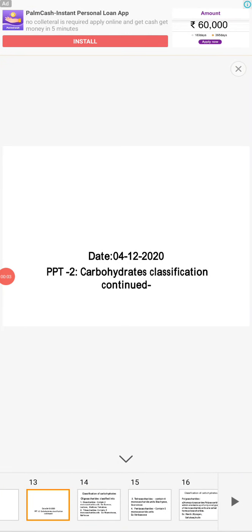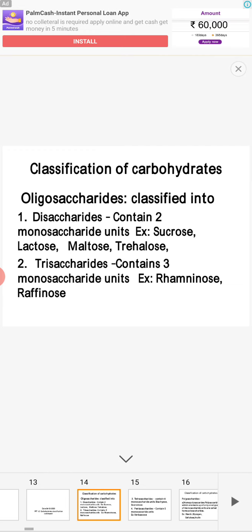Let us continue carbohydrate classification. You already know that carbohydrates are classified into monosaccharide, oligosaccharide, and polysaccharide. So let us continue with the classification of oligosaccharide. As I already told, oligosaccharides are carbohydrates which yield 2 to 10 monosaccharides on hydrolysis. Oligo means less number, that is the meaning.